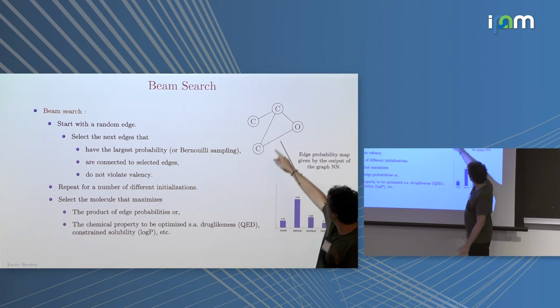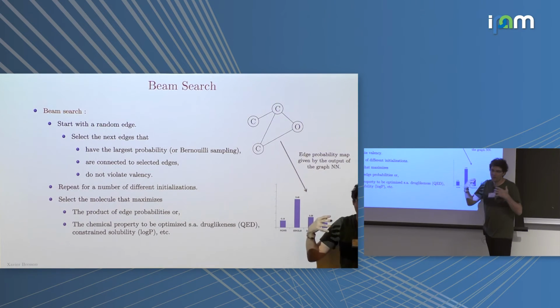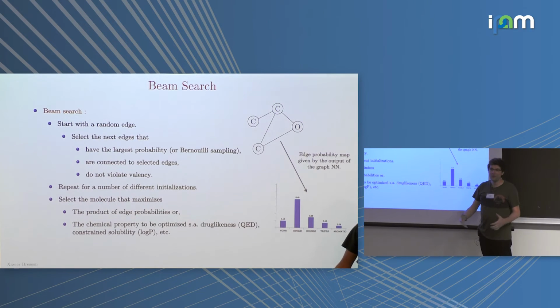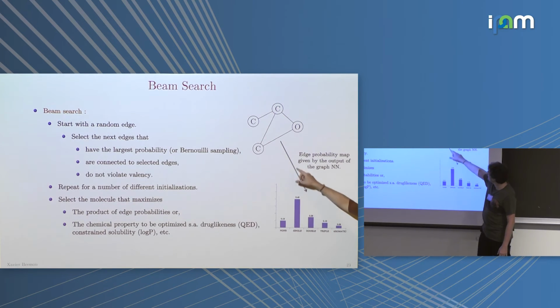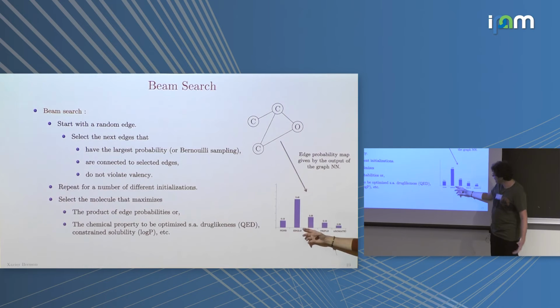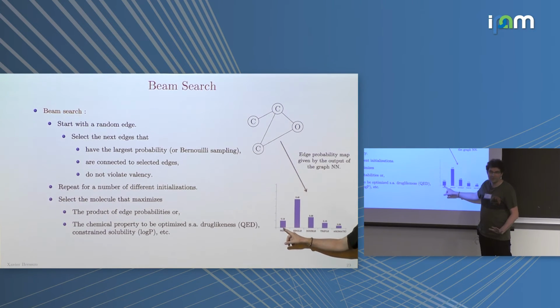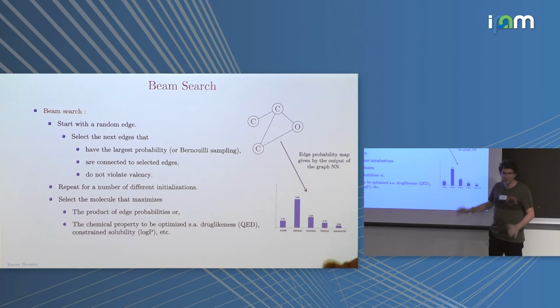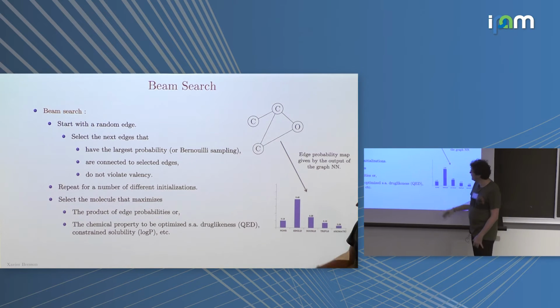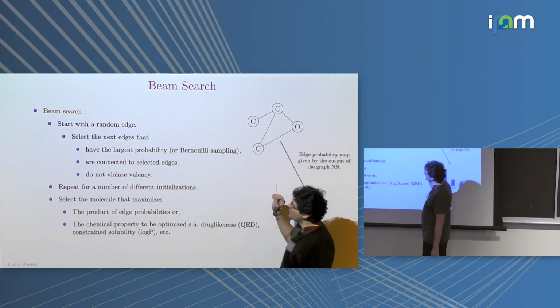So what happens is that for each edge, I will have a probability distribution over the bond types. Okay, so for this edge, the neural network says there is a 45% chance that this is a single bond, 25% a double bond, 5% an aromatic bond, and 50% there is no bond. Okay, this is the output of my neural network. And then I'm going to use that to reconstruct the molecule.